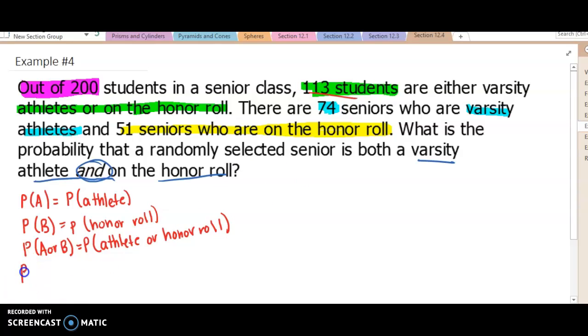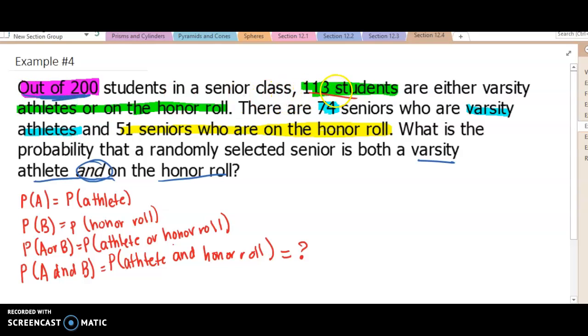And we want to find the probability of A and B, which is the probability that they are an athlete and on the honor roll. That's what we're going to find, so I'm going to put a question mark here. All right, so let's start plugging in what we know. We're looking at the 200 seniors, okay? 113 out of the 200 are athletes or on the honor roll. So the probability of A or B is 113 out of 200. Okay? 74 are athletes. So 74 out of the 200. And honor roll, we have 51 out of the 200.